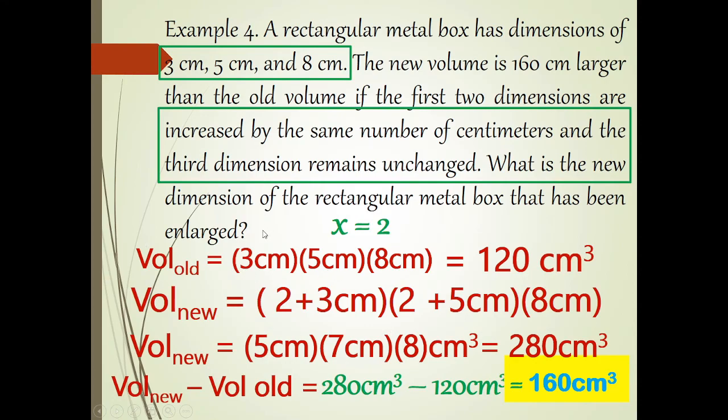So now, what is the final answer? What is the new dimension of the rectangular metal box? It is going to be 5 by 7 by 8. Before, it was 3 by 5 by 8. Now it is 5 by 7 by 8. We have proven that it becomes larger by 160 cubic centimeters. Okay, that is how to solve problems involving polynomial equations.